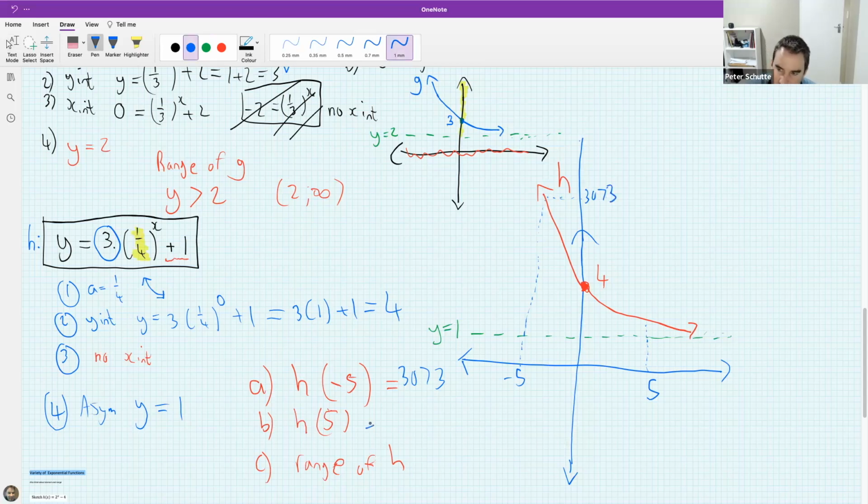And then what about the H of 5? So the H of 5, give me the decimals. It's 1.0029, which basically means it gets very, very close to 1, but it doesn't quite get there. So the scale's kind of throwing it away, but you should get a number very, very close to 1. And then for the H of -5, a big one. And then what's the range of H? It's just going to be y is greater than 1. And that's the last bit.